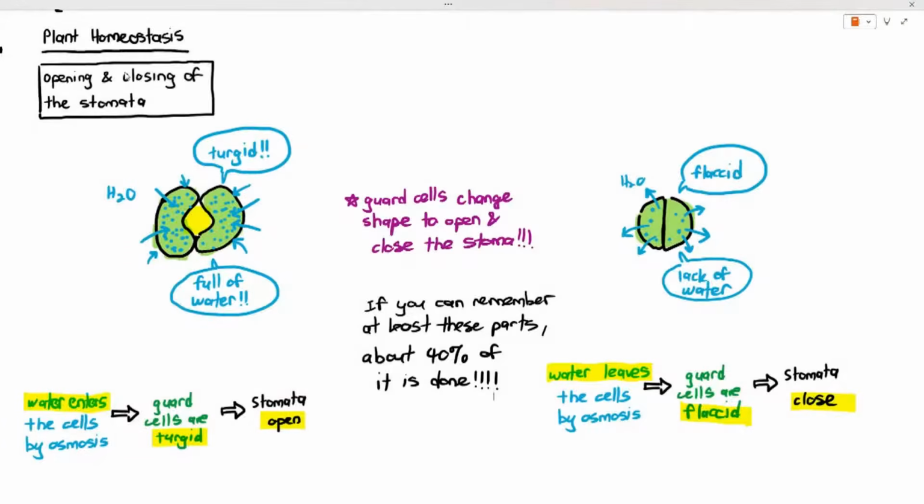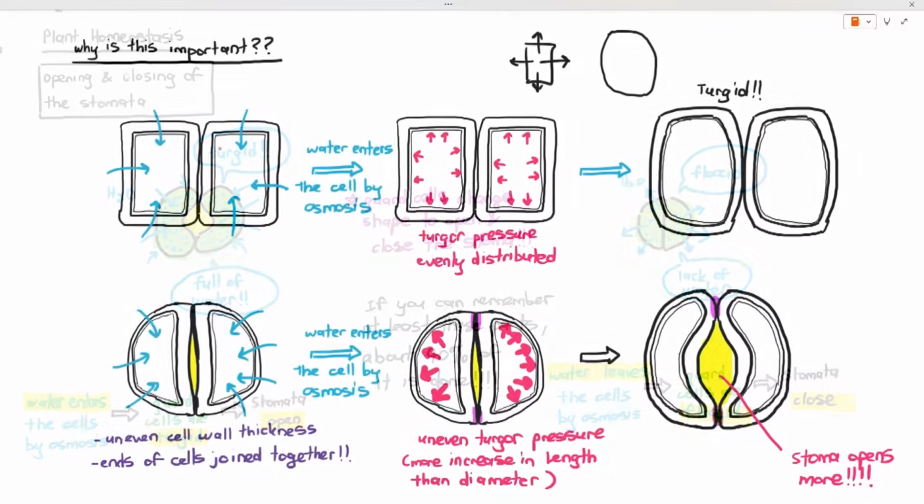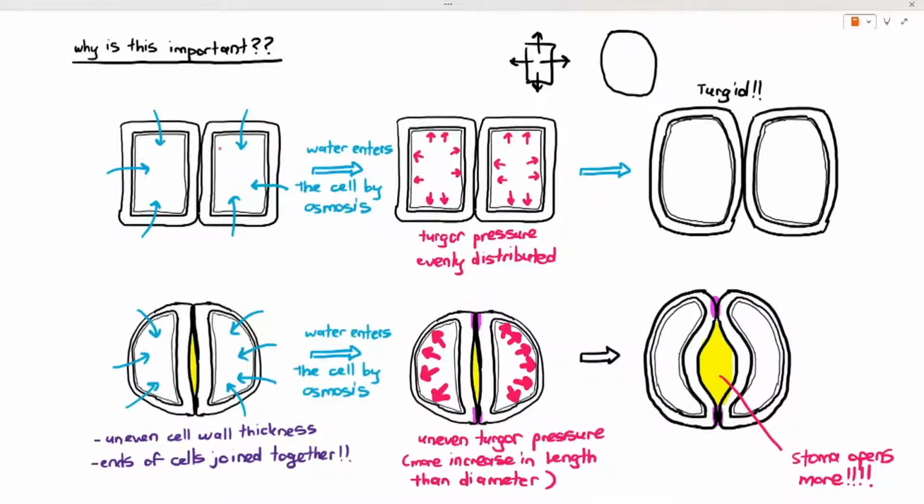So in the two previous videos, I told you that to either open or close the stoma, the guard cells will have to change their shapes, right? And for the guard cells to change their shapes, they will either have to gain water or lose water. The other important thing is the guard cells have this uneven cell wall thickness, so that when water goes in, the cells will expand, but they will not expand like a normal plant cell would.